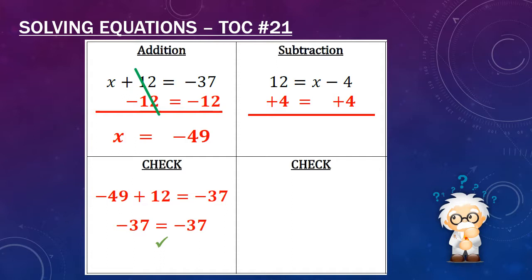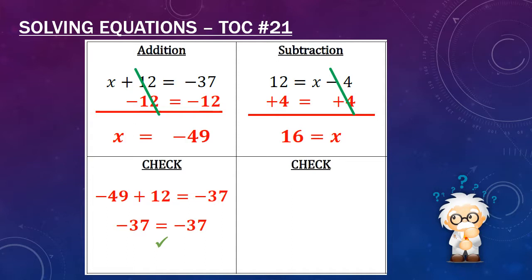Remember, whatever I do to one side, I have to do to the other side. So a negative 4 and a positive 4 are going to equal 0. Now I'm left with just an x, and 12 plus 4 is going to give me 16. So now I've got my answer: x equals 16.